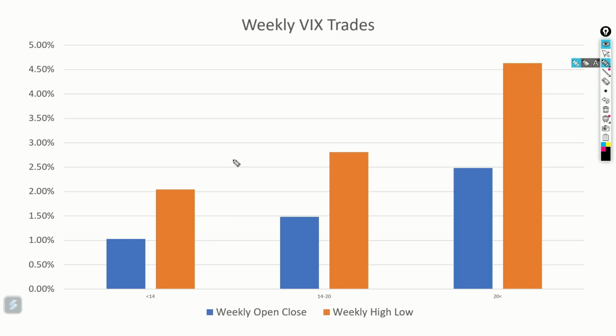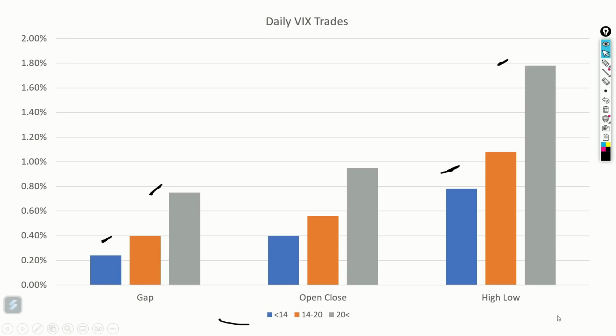We can again see the graphical representation. So the weekly open close difference when VIX is under 14 is around 1%, but when VIX is over 20 is around 2.5%. And similarly, when you come to weekly high and low, when VIX is under 14, it's around 2%. When VIX is above 20, it is around 4.6%. So this will give us a better idea because we are visualizing the entire data. This chart right over here is almost summarizing data worth 1400 days in just 9 bars.